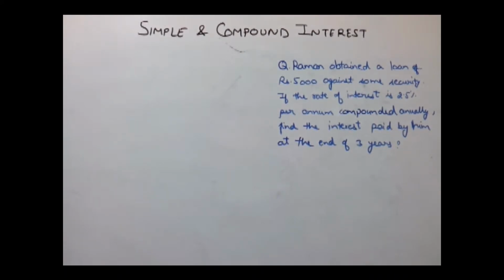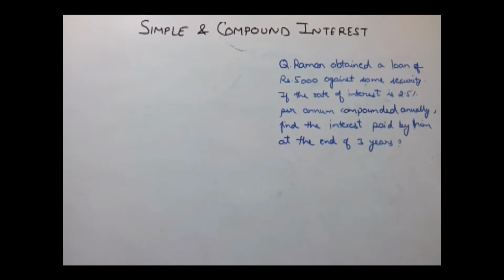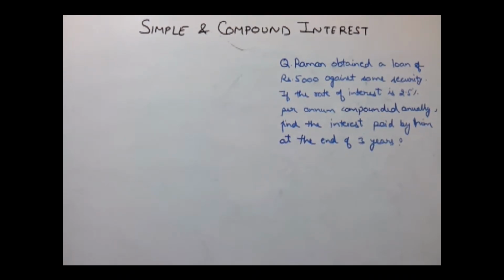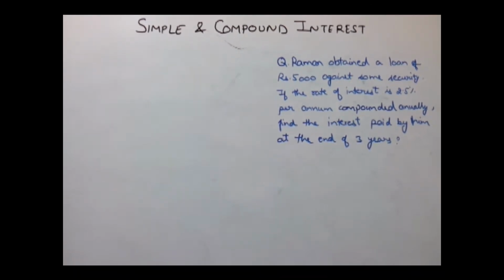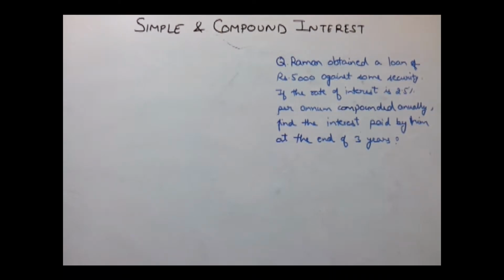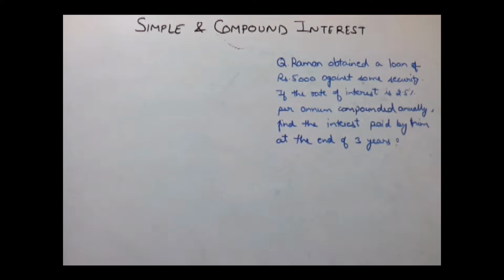In our previous classes, we have discussed in detail the concepts of simple and compound interest. Today, let's solve some examples related to compound interest. First example: Raman obtained a loan of rupees 5,000 against some security. If the rate of interest is 2.5% per annum compounded annually, find the interest paid by him at the end of 3 years.